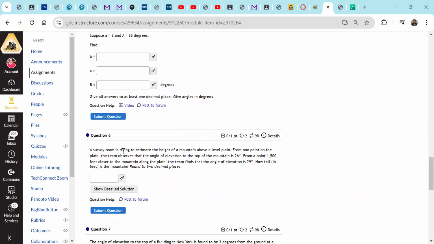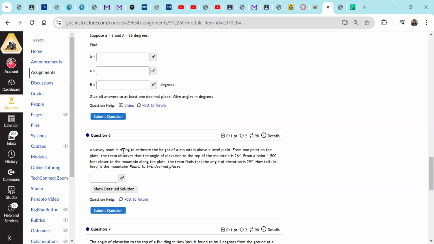This is saying a survey team is trying to estimate the height of a mountain above a level plane. From one point on the plane, the team observed that the angle of elevation to the top of the mountain is 26 degrees. From a point 1,500 feet closer to the mountain along the plane, the team finds that the angle of elevation is 29 degrees. How tall is the mountain? Round to 2 decimal places. So in this one, again, 26 degrees is the angle, and then 29 degrees is the angle.